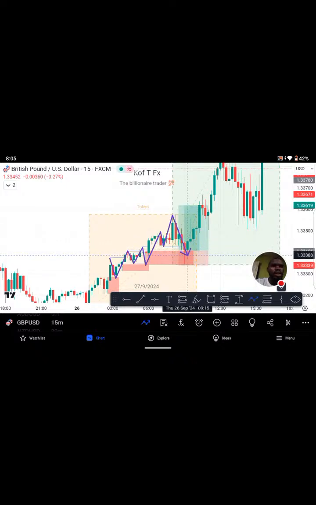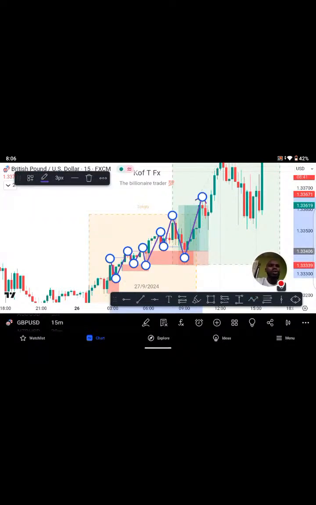Like yesterday, I was saying price will take out that inducement, which serves as a protective shed for our entry, showing that we are not going to be cleared out. And after taking out the inducement, price went up. So we have a win on this trade. Price actually followed our direction.